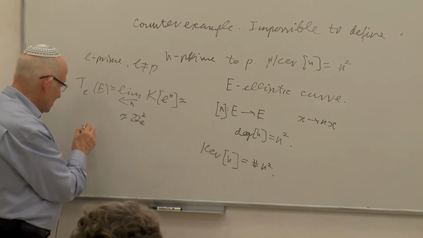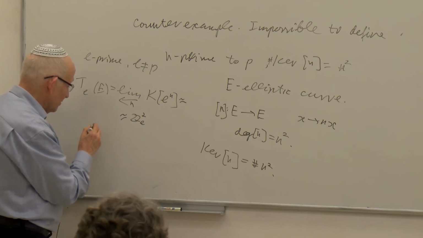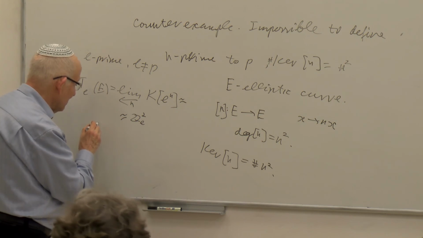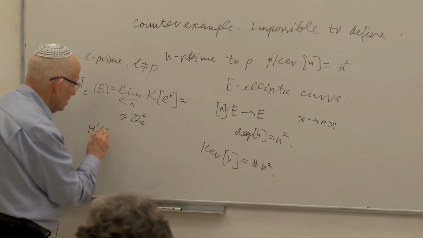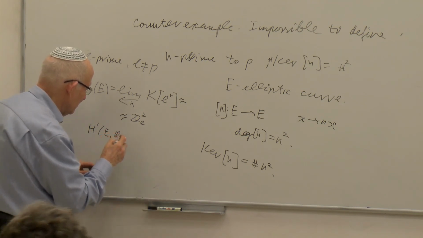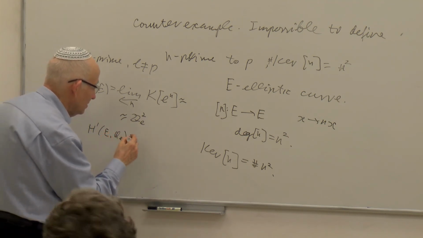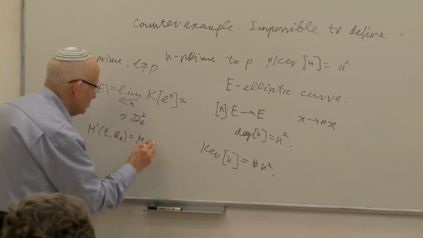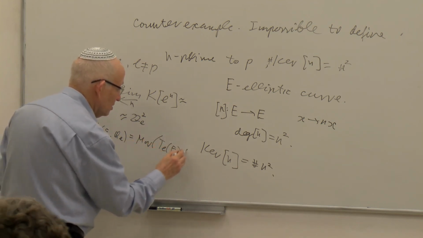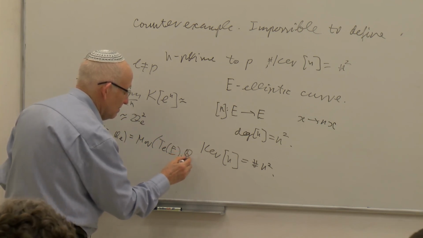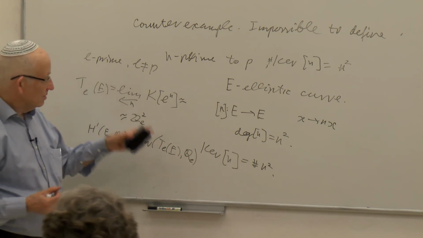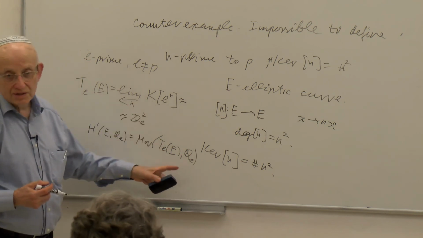Okay, and then let's define, just by definition, by analogy with the complex situation, H^1(E) with coefficients in Q_l equal to homomorphisms from T_l(E) into Q_l. So in the case of complex numbers, it will give you the correct answer.